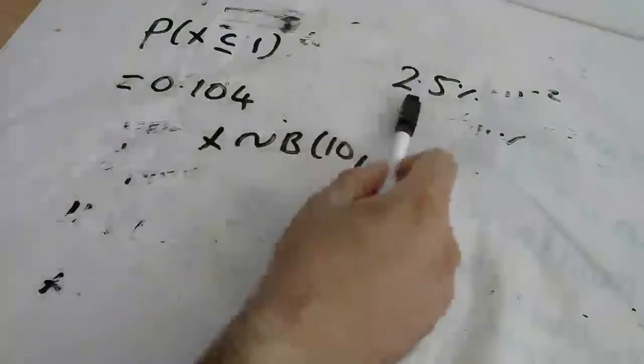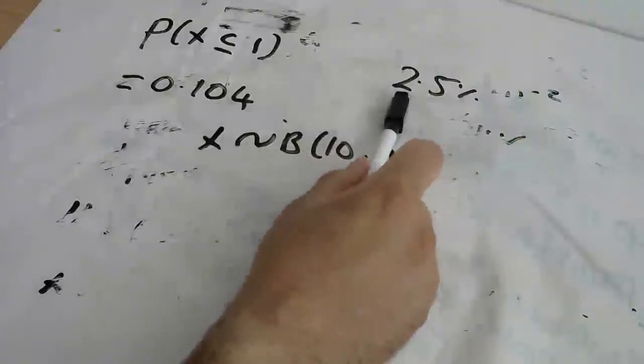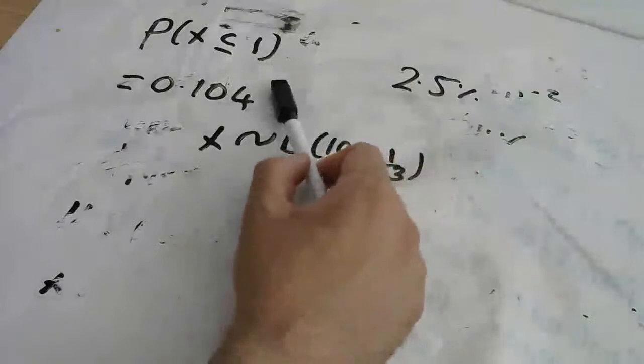What are we going to do now? Well, the idea is pretty simple. If this is 0.104, that's 10.4%. That's a lot bigger than 2.5%. So we're not rejecting the null hypothesis. To reject the null hypothesis, this probability would have to be less than 2.5%.